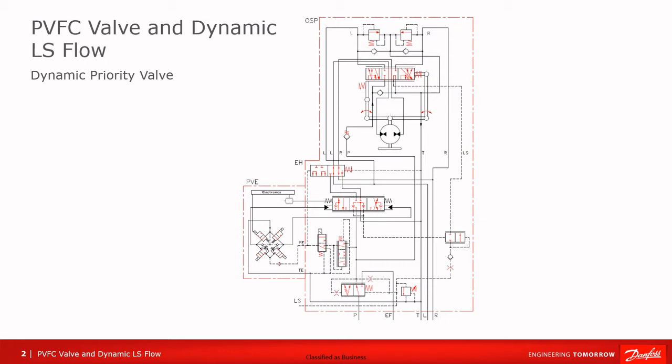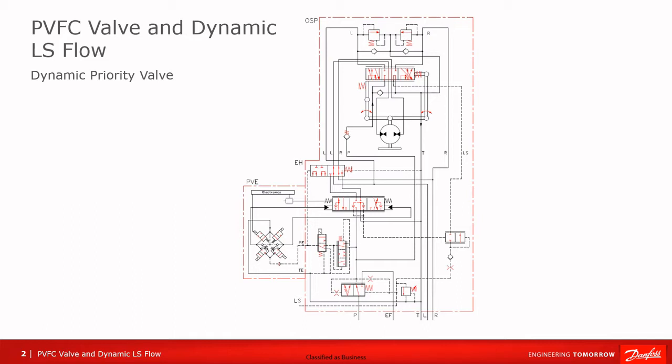When the engine is off, the priority valve spool is pushed to the left by the spring of the priority valve. This causes the passage to the EF excess flow port to be blocked, while the passage from the pump P to the OSP spool sleeve set and the EH directional valve spool is open.